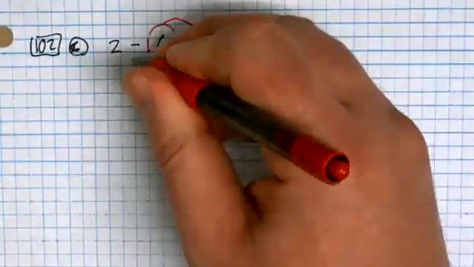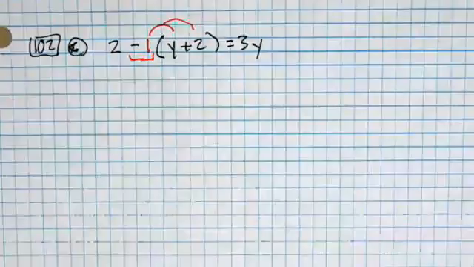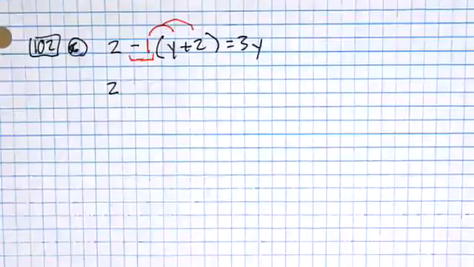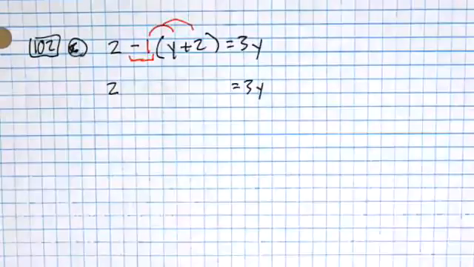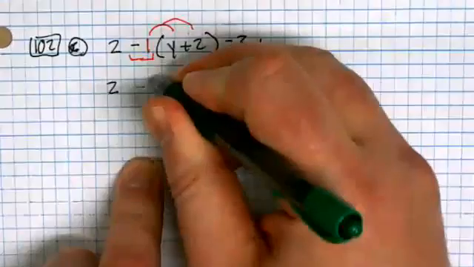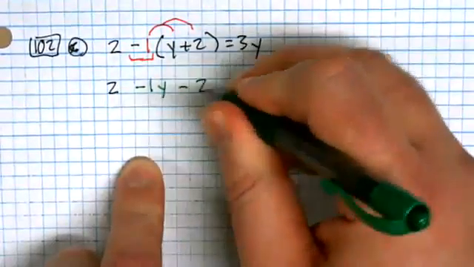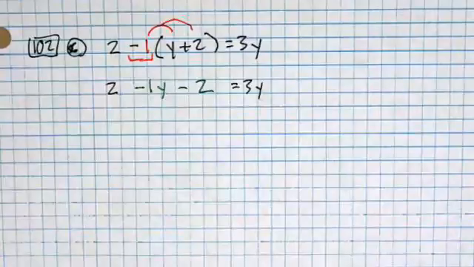So my first step here is I'm gonna take this negative 1 and distribute it into that parenthesis. Everything else stays the same. The 2 is going to stay there, and the equals and the 3y are going to stay the same. I just need to distribute that negative 1. So negative 1 times y is negative 1y, and negative 1 times positive 2 is negative 2. So there's my next step. We feeling okay about that?